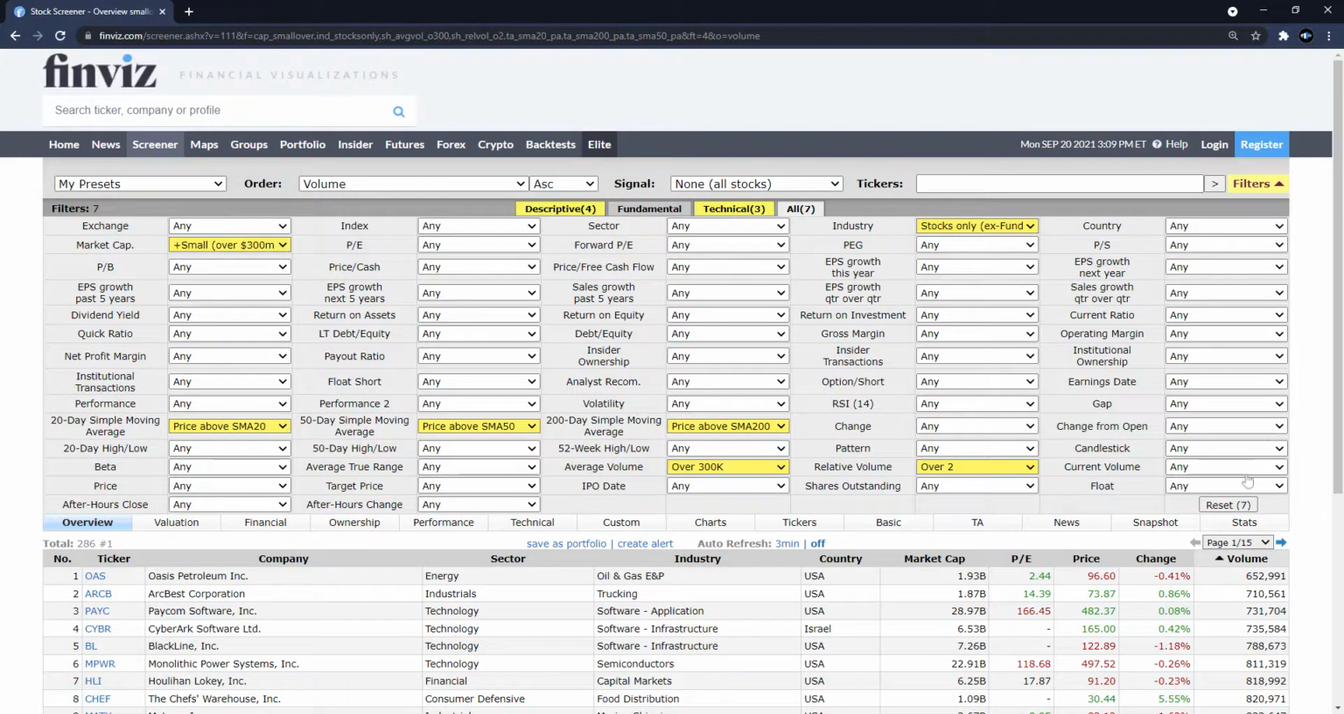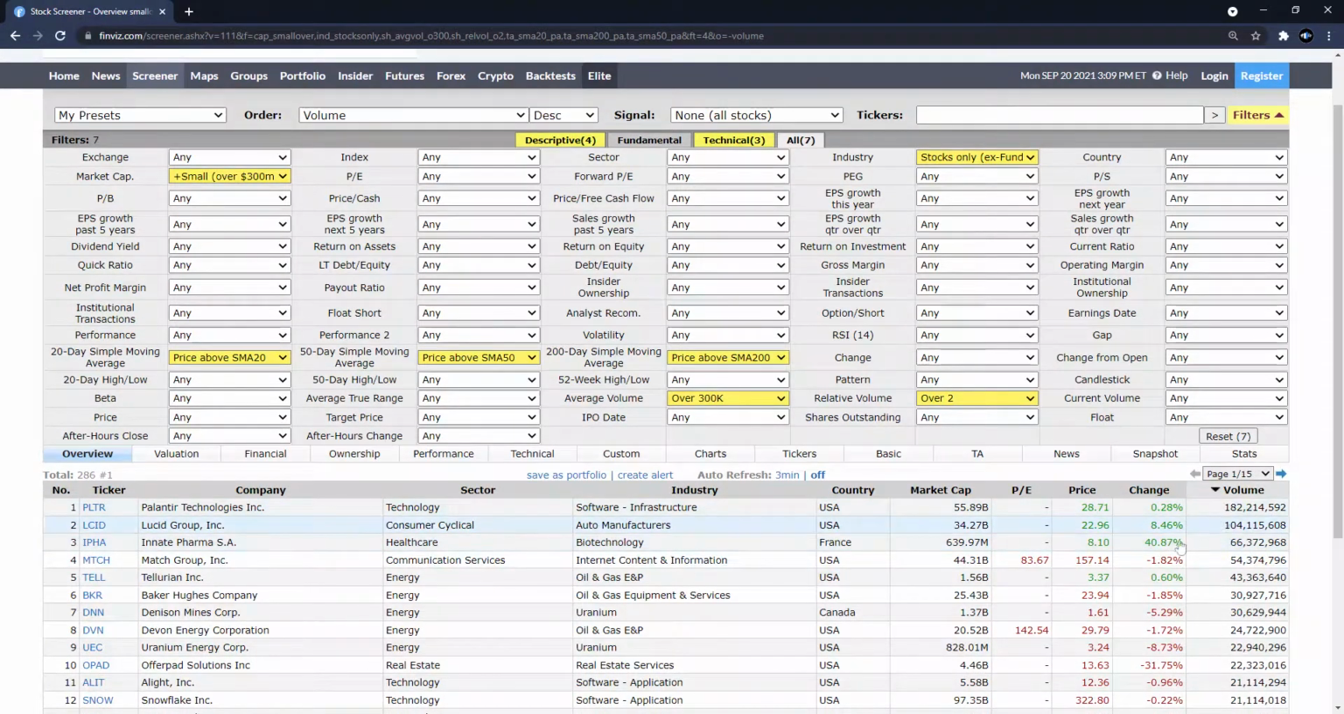We're going to change the sorting by volume. We just double click the volume, since we want them to be pretty volatile. And on top of the list, we have PLTR.